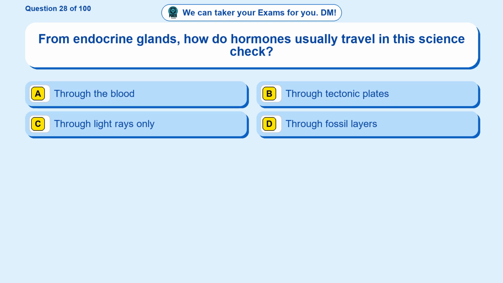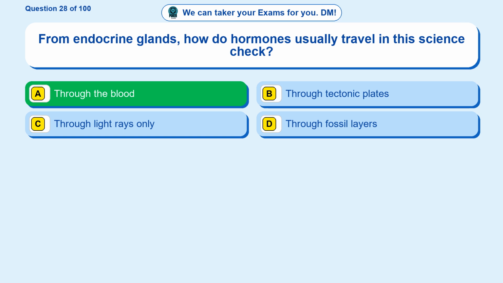Question 28. From endocrine glands, how do hormones usually travel in the science check? Option A. Through the blood. Option B. Through tectonic plates. Option C. Through light rays only. Option D. Through fossil layers. The correct answer is option A.